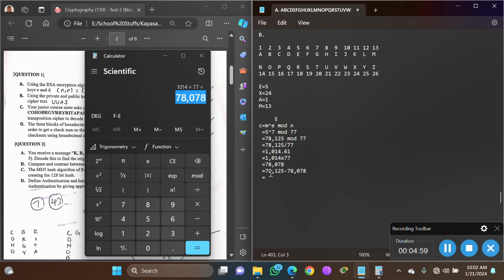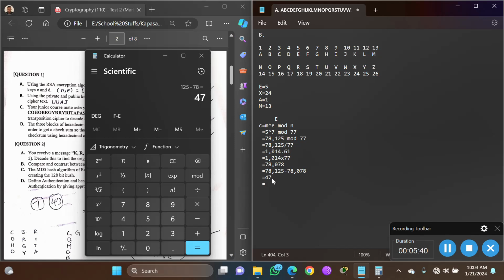Here is how we do it simply. If you can see, from 78,125 and 78,078, the 78 parts are the same, so it's more like we have 125 minus 78. Instead of writing everything, you just say 125 minus 78, because the 78 and 78 are the same and 0 is just 0, so you get 47. So 47 is the remainder for that.